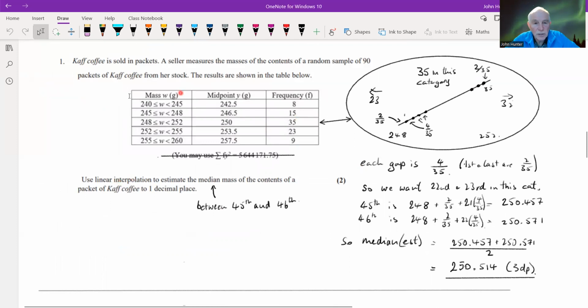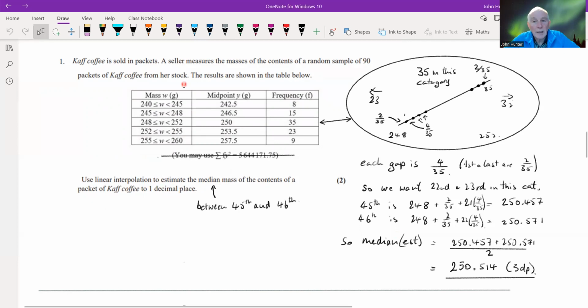Right, another thing. Well, I missed this out first time on this question, but let's just have a look at this, because this is something that does crop up. And this is going back to medians, and it does say use linear interpolation to estimate the median mass of the contents of a packet of coffee to 1 decimal place.